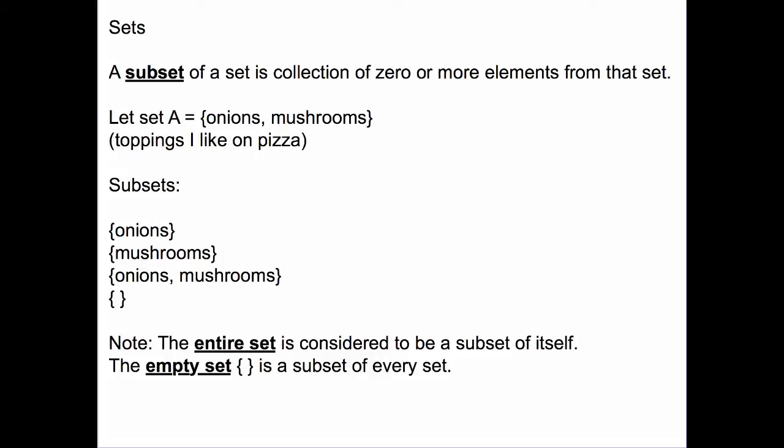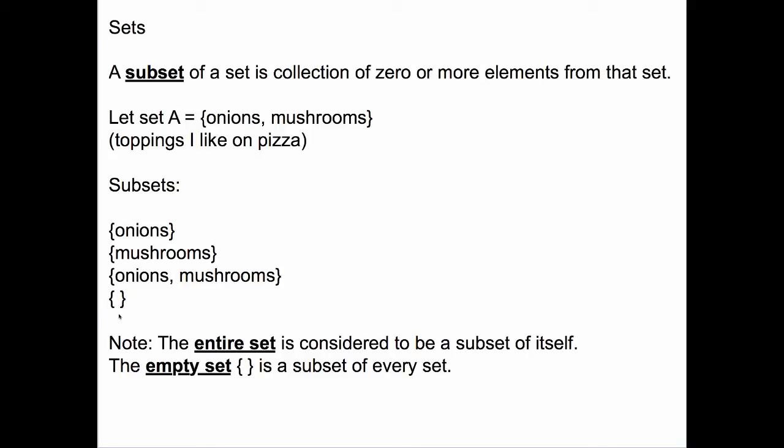A subset of a set is a collection of 0 or more elements from that set. So let's take the set A, and we'll call the set A the set of onions and mushrooms, and those are the toppings that I like on pizza. The subsets of set A would be these 4. Onions, that's a subset of A. Mushrooms, that's a subset of A. The set onions and mushrooms, that is a subset of A. And the empty set is a subset of A as well.